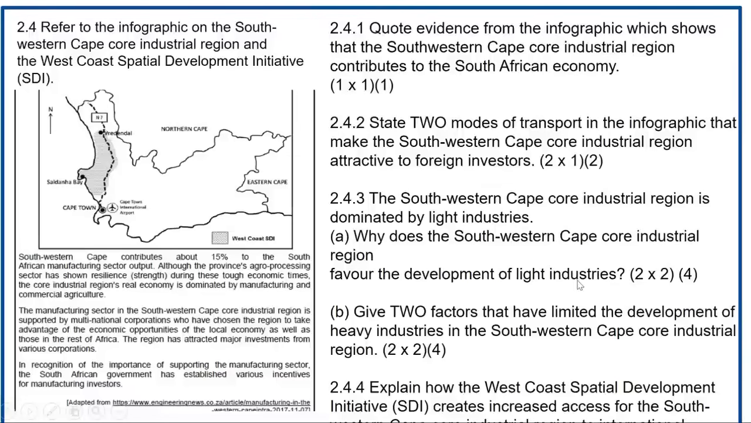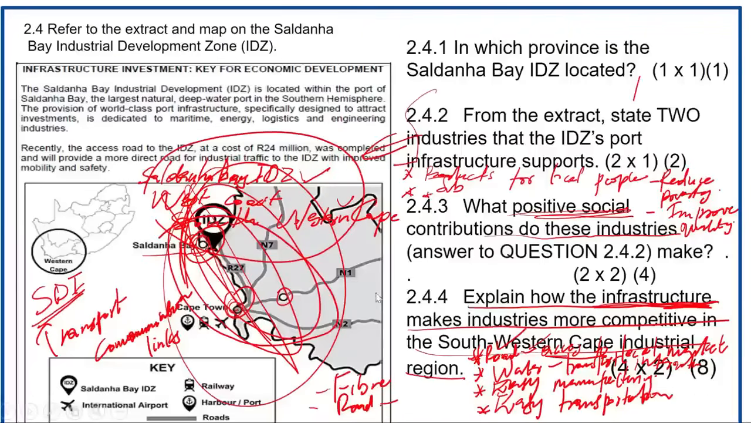So let's look at the other questions. Here, Southwestern Cape contributes about 15% of South Africa's manufacturing sector. Quote evidence from the infographic which shows that South Africa's core industrial region contributes to South Africa. I've already read this, so that is the evidence there. Because you are quoting, you have to take it from the extract as it is. State two modes of transport in the infographic that make the Southwestern Cape core industrial region attractive to foreign investors. So this is the same thing. Explain how the infrastructure makes industries more competitive.